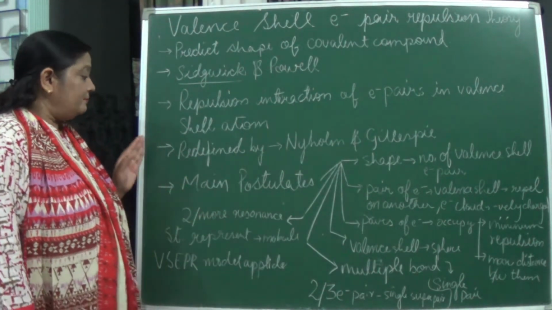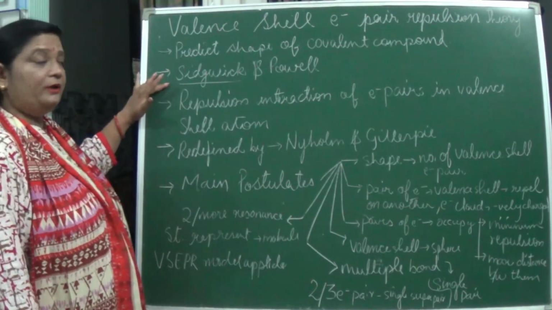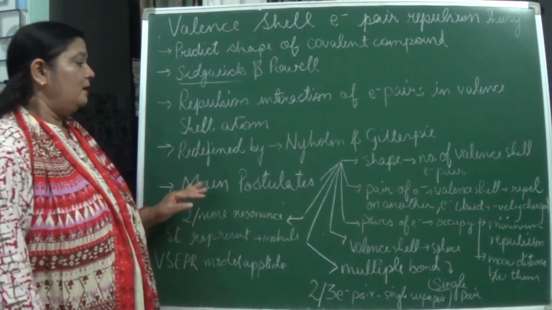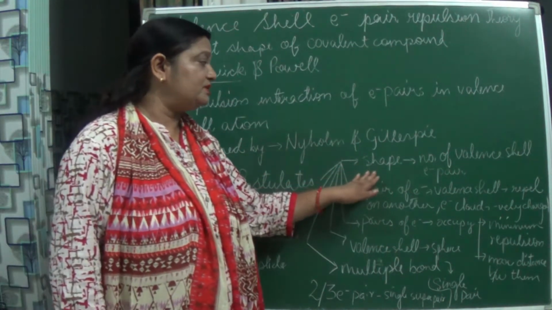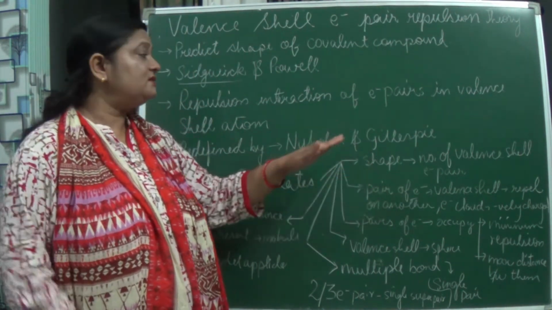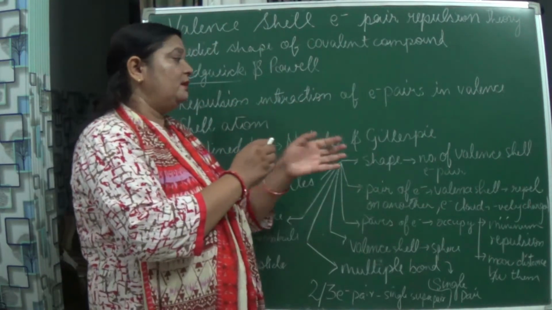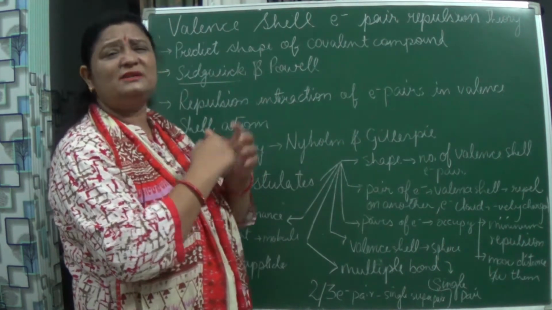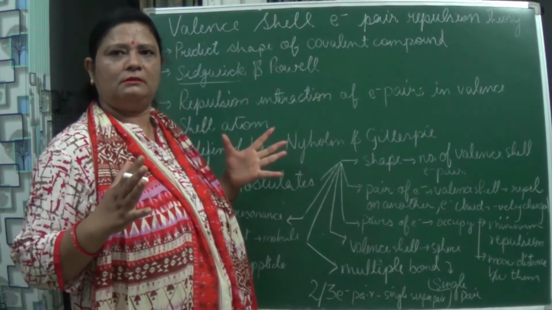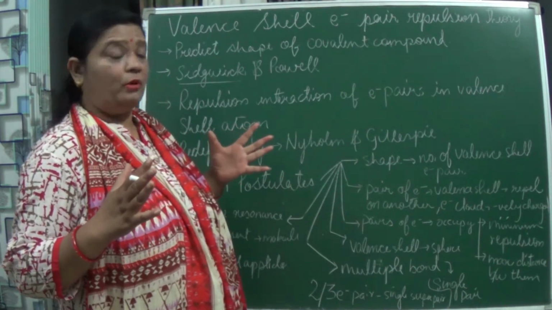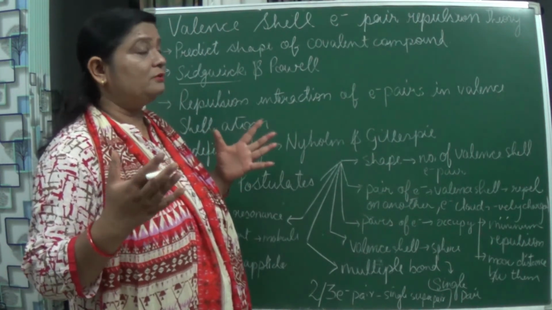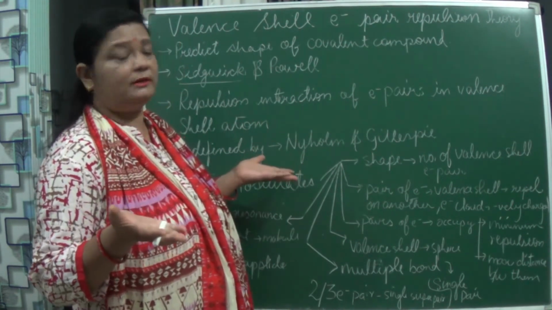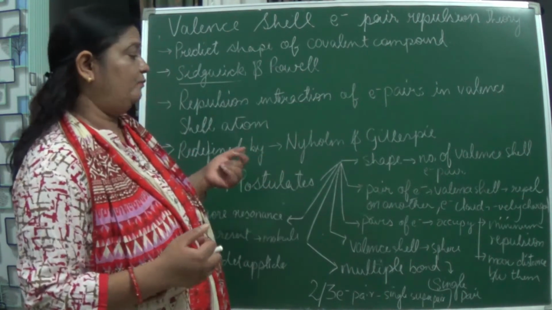Now the main postulates were given by whom? Sidgwick and Powell. First we will study their postulates. The first postulate: what did it say about? Shape. And this shape depends on what? The number of valence shell electron pairs present in the last shell. It means the electrons present in the valence shell. And it could say about the shape because these valence shell electron pairs are found in lone form or in bonded form, and that is what determines the shape. Later we will be studying this.